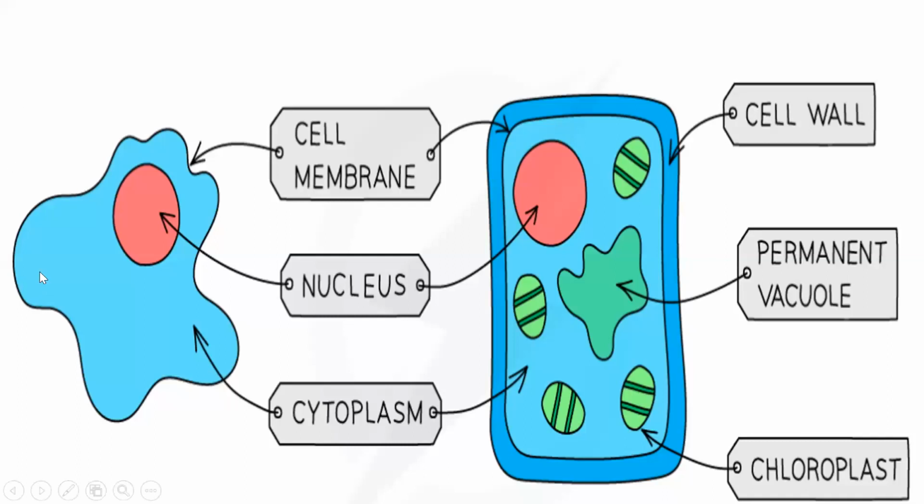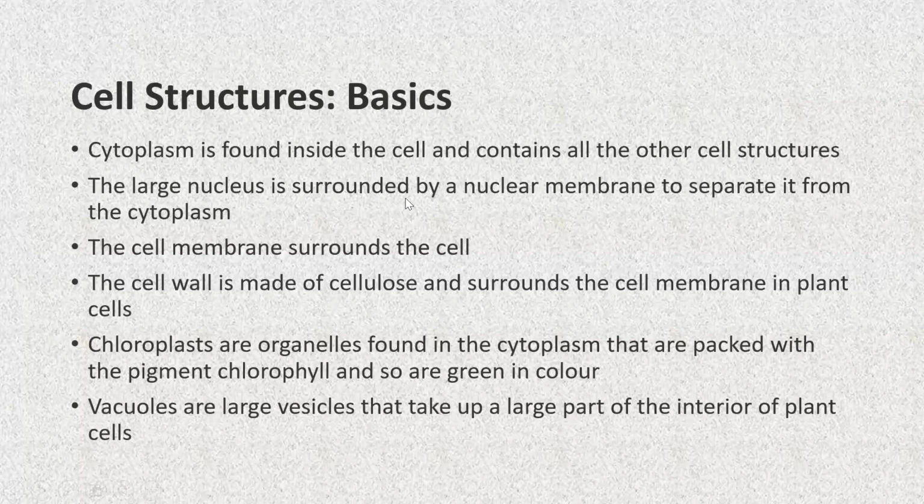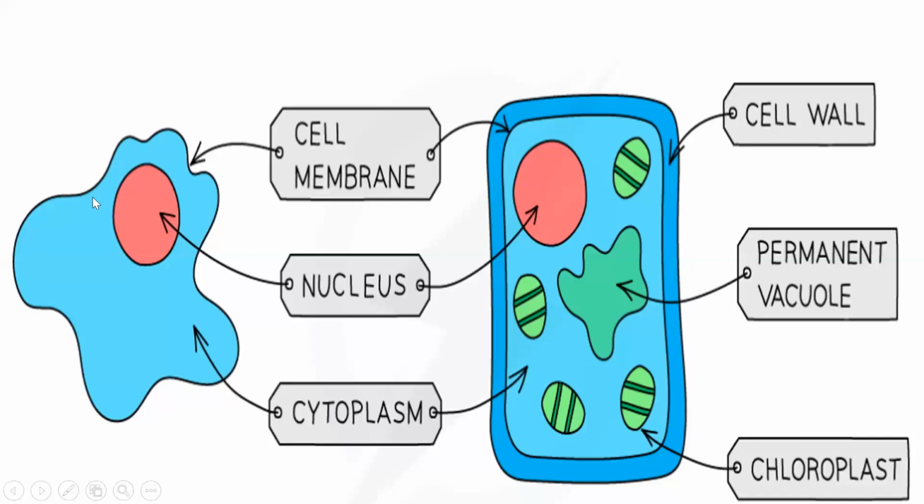Here, do you see this blue part? This blue part is the cytoplasm, where mitochondria, ribosomes, endoplasmic reticulum, vacuole, and chloroplast for the plant are all there. Here, the large nucleus is surrounded by a nuclear membrane to separate it from the cytoplasm. So why is there a nuclear membrane? To separate, to make it move apart, so we can differentiate it.